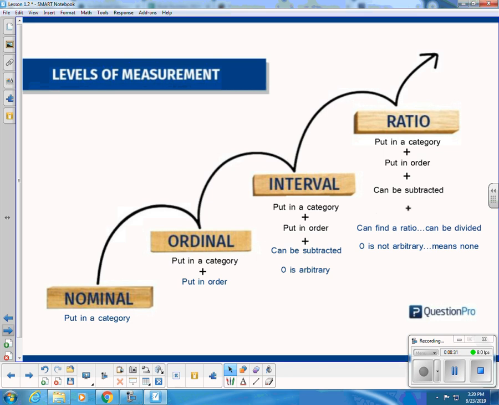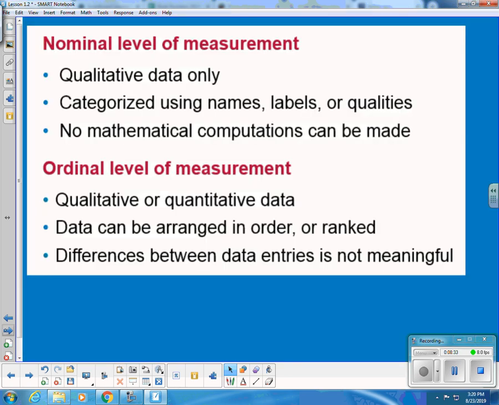All right? So, nominal levels, qualitative only, categorized using names, labels, or qualities. No mathematical computations can be made. Ordinal level is qualitative or quantitative. The data can be arranged in order or ranked. The differences between data entries is not meaningful. It doesn't really make sense to subtract them. Okay?